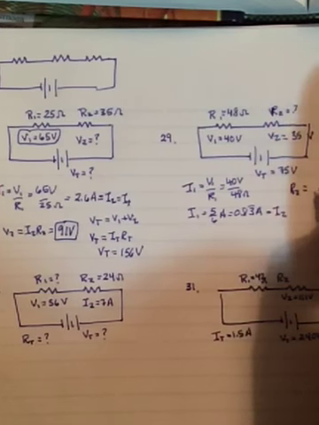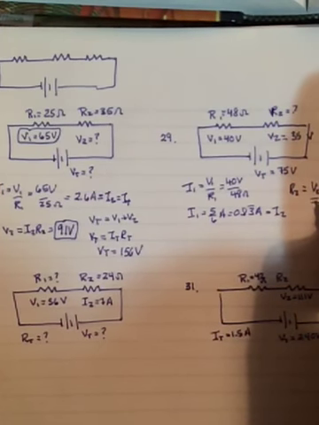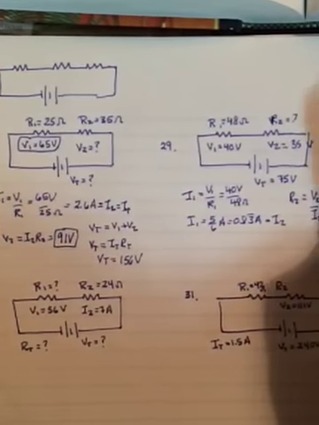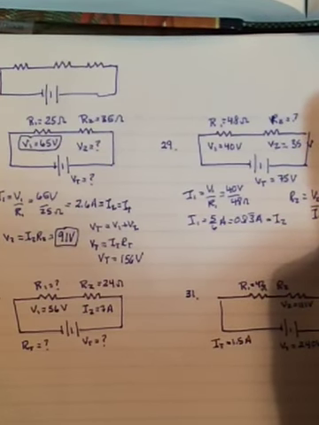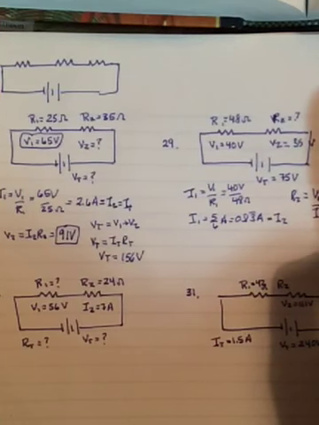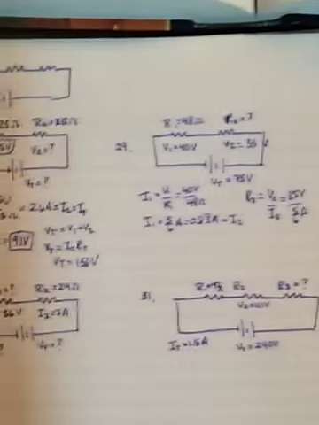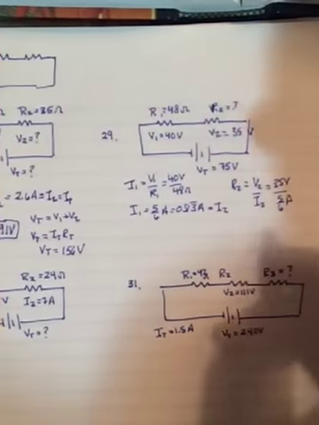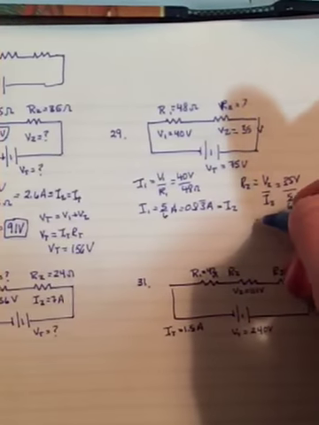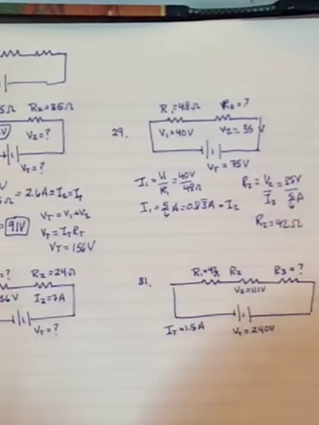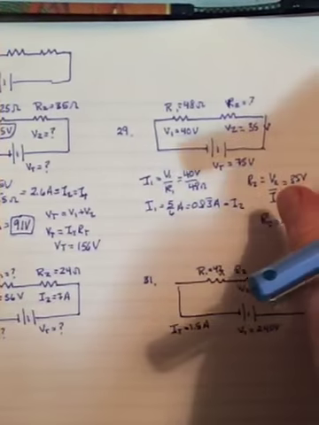So R2 is just going to be equal to V2 divided by I2. So it's going to be equal to 35 volts divided by that 5 over 6 amps, leaving it as a fraction so I can do it in my head, because then you can flip it and multiply. 7 times 6 is 42. R2 is equal to 42 ohms. Okay, so number 29 is done.